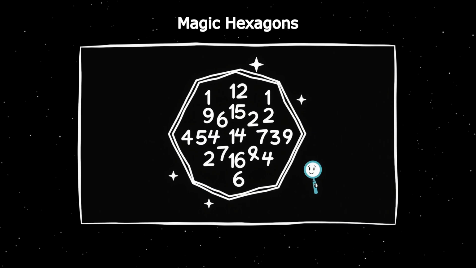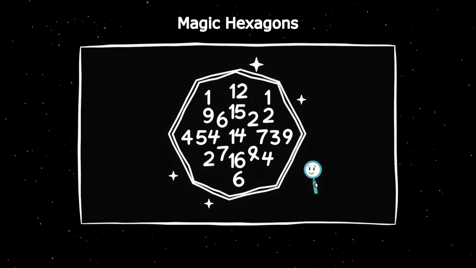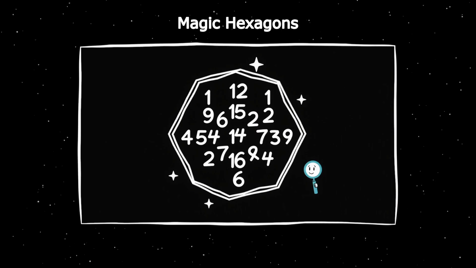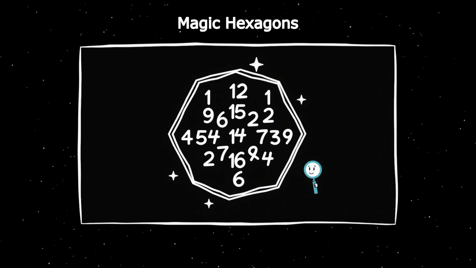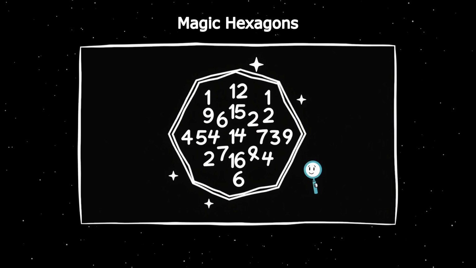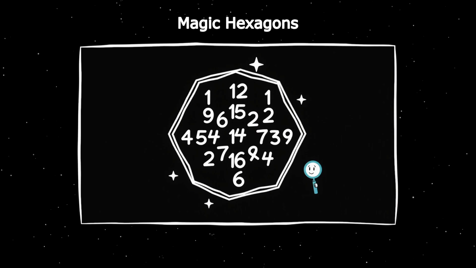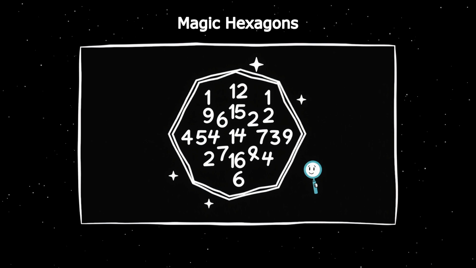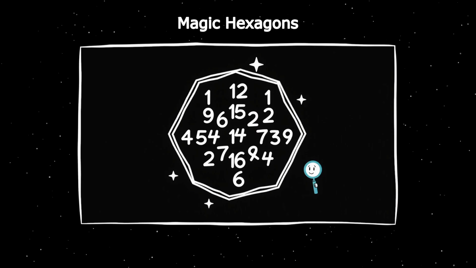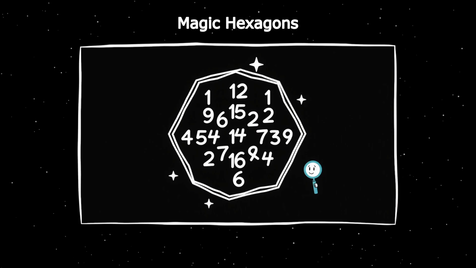It contains 19 cells arranged in a hexagonal pattern. The numbers used in this arrangement typically range from 1 to 19. When correctly filled, the magic constant for this hexagon is 38. Achieving this means that each row and diagonal sums to 38, resulting in a visual and numerical symphony.